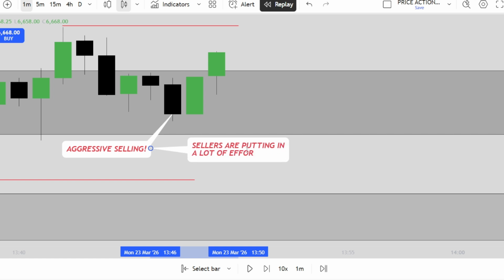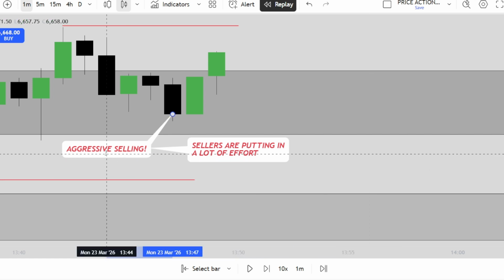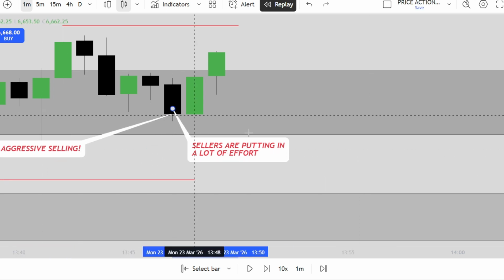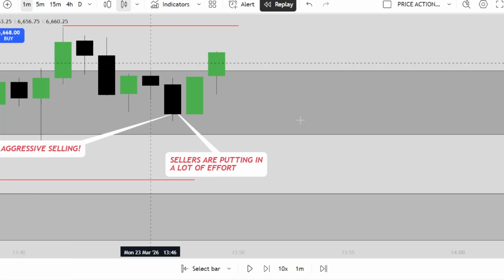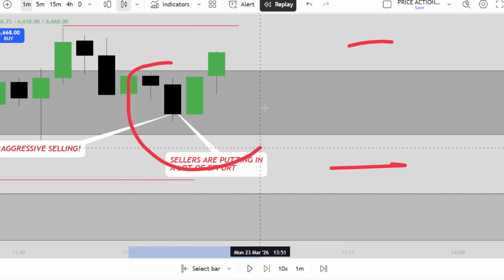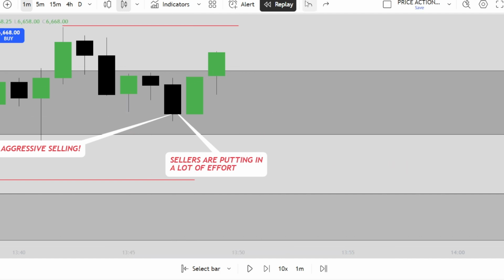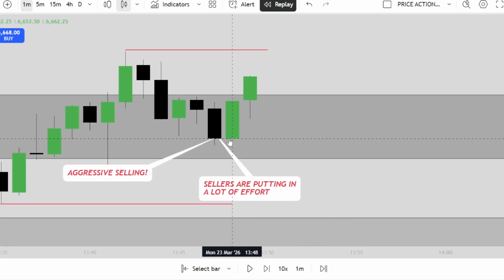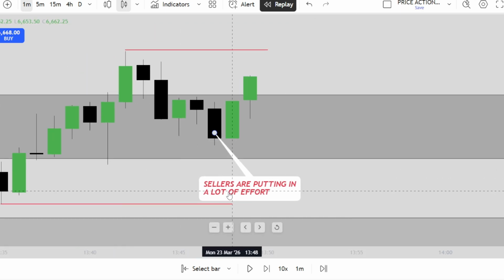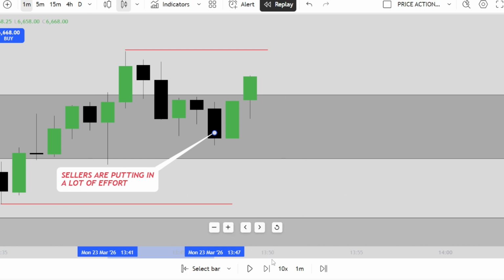Now, it is your job to read that. Now, there is no ORB or opening range breakout strategy that will help you do this. And the most important thing is it's happening inside of a key level, right? So I'm not doing it here. I'm not doing it here. I'm doing it inside of a key level. This is the most important thing to understand. Do not ignore this in your trading ever, right? So what we can see here is sellers are putting in a lot of effort.